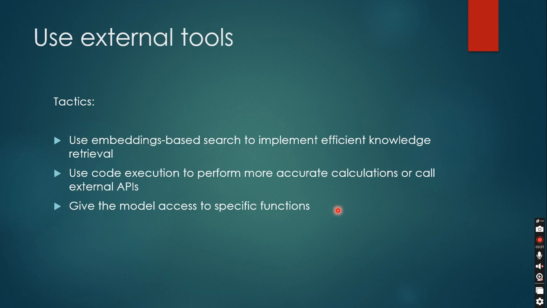The next strategy is use external tools. So like we can use embedding based search to implement efficient knowledge retrieval. Use code execution to perform more accurate calculations or call external APIs. Give the model access to specific functions if you require to perform some specific task.